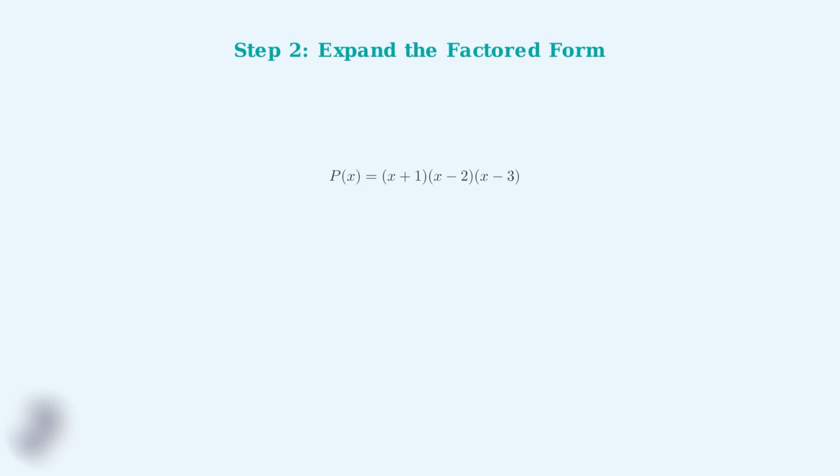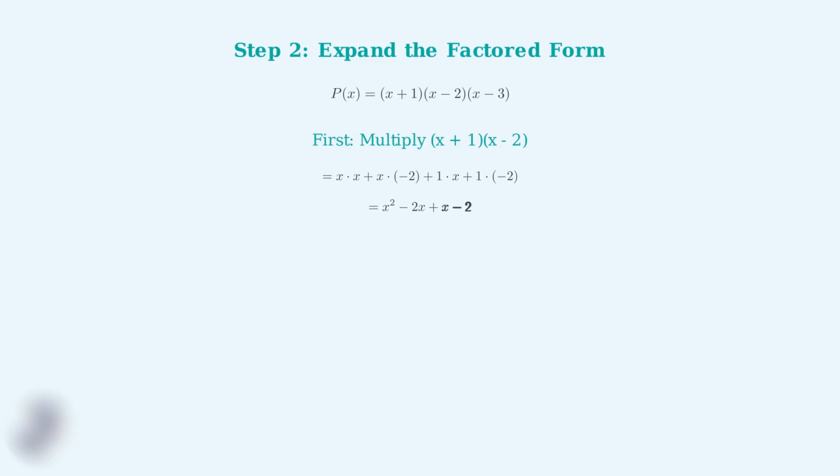Step 2. We expand the factored form. I'll multiply the first two factors together first, then multiply by the third factor. First, I'll multiply x plus 1 times x minus 2 using the FOIL method. Using FOIL, x times x gives x squared, x times -2 gives -2x, 1 times x gives x, and 1 times -2 gives -2.